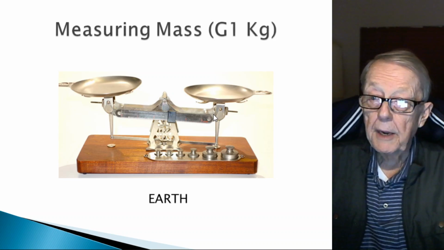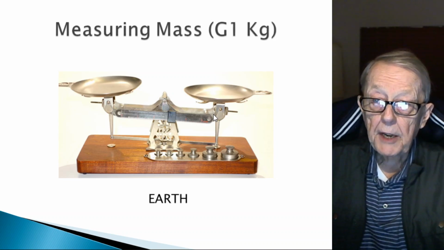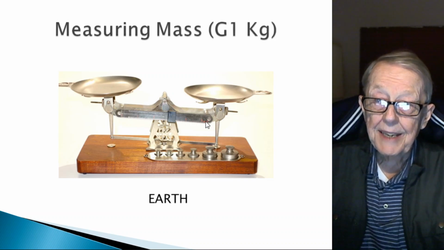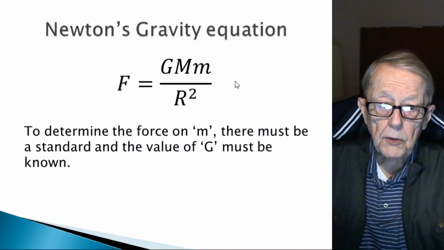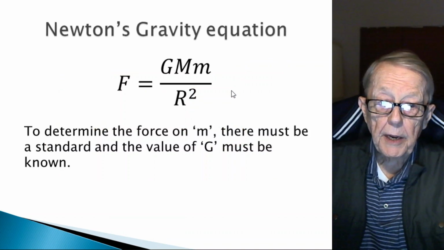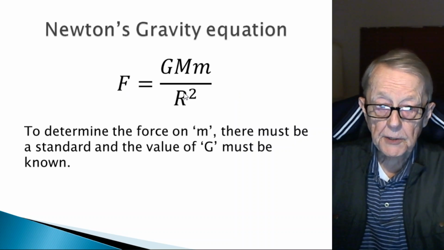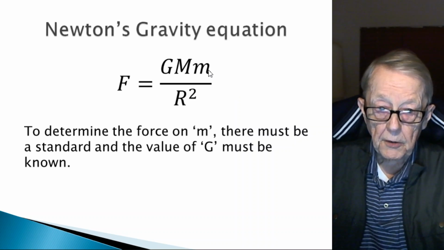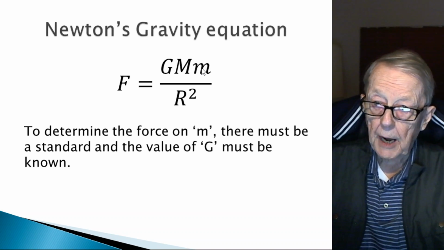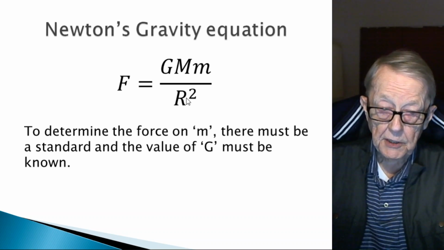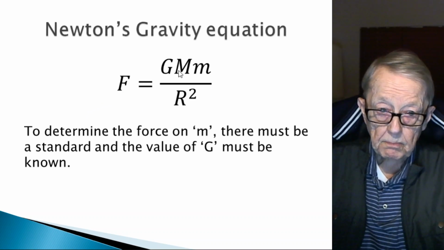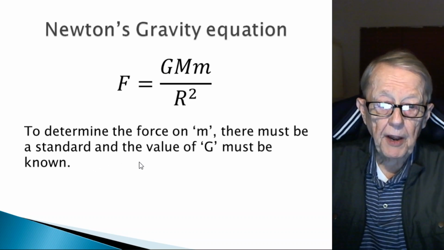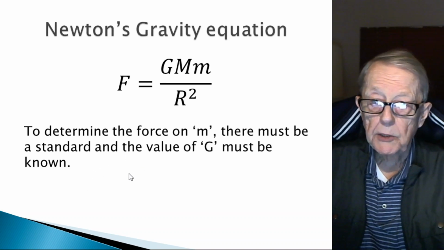The whole point being is, if you have a gravitational standard, you measure it in a gravitational field, in this case, the G1 field. And so Newton's gravity equation is a way to determine what that force is. This is the mass of the Earth. This is the mass of the object you're measuring. This is the distance between the two. And the force is in newtons. But you have to know what the value of G is to make this equation work.